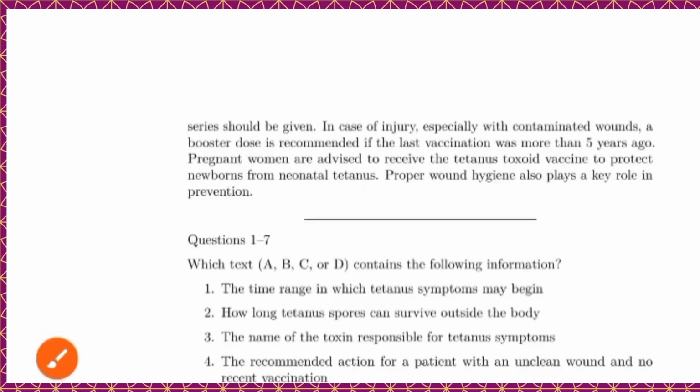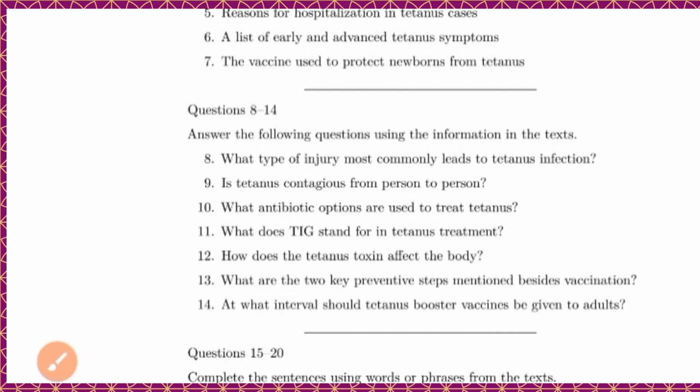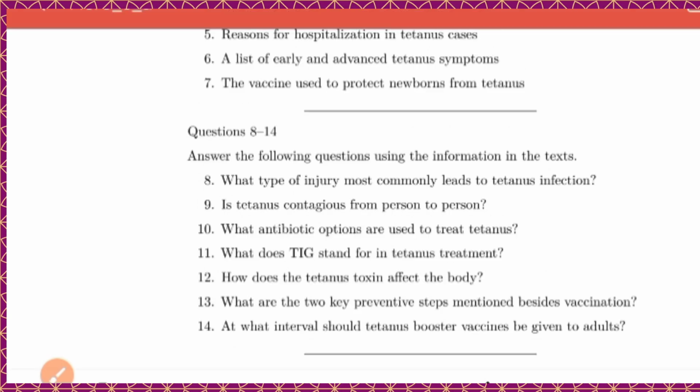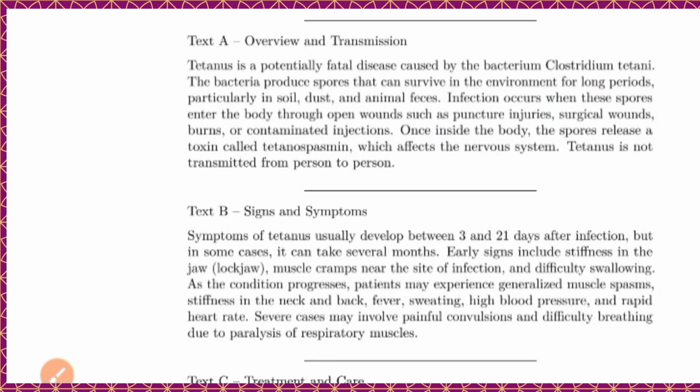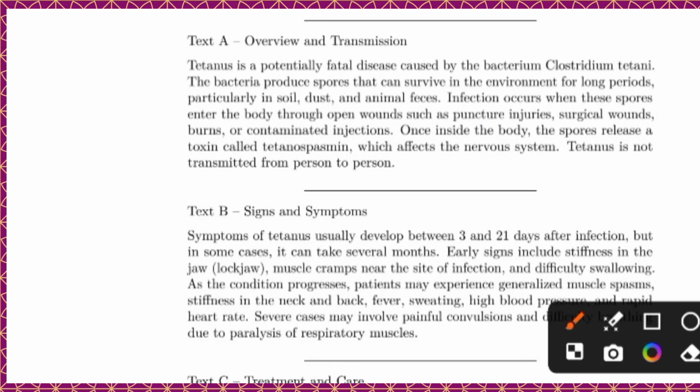Okay, next we move to 12: how does the tetanus toxin affect the body? Now, how does it affect the body? For this we move again to text A. See here, we have to find just the effect. Yes, the effect is mentioned: it affects the nervous system. So nervous system is the answer for question number 12, okay.